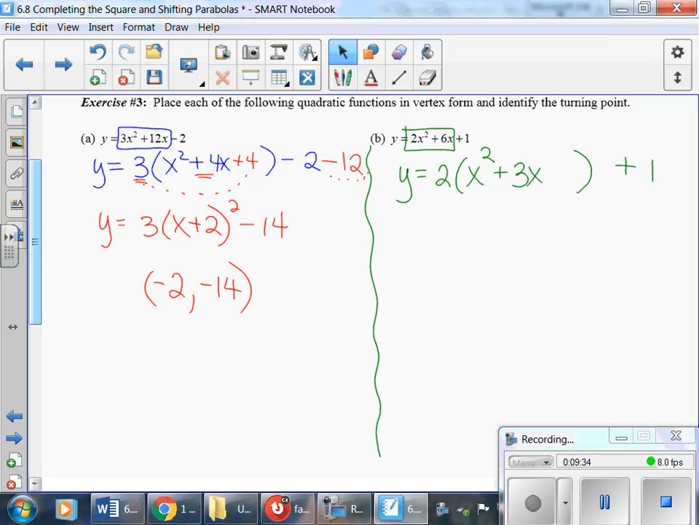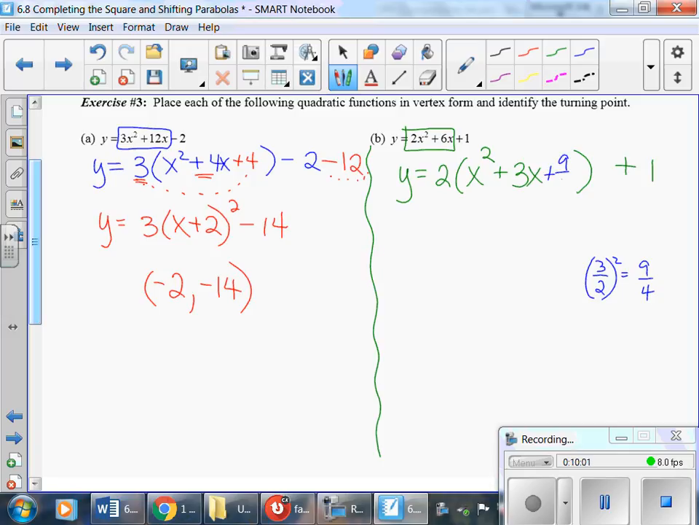Take half of, now this gets a little messy because we take half of 3. Let's think fraction-wise. Let's not think decimal-wise. It gets a little tricky when you think decimals. So half of 3 and square it. Half of 3 is 3 halves, and then when you square it, we get 9 over 4. Just square the numerator and square the denominator. So we're going to add 9 over 4 to this side, but beware, we have to multiply that by 2, and that becomes 9 over 2. So we have to minus out 9 over 2 on this side.